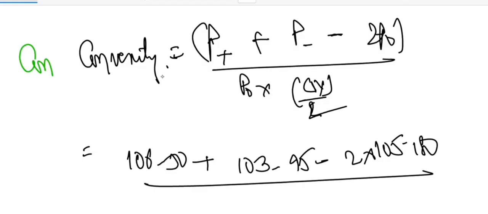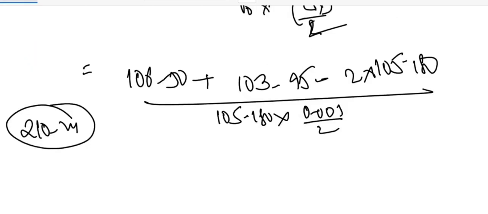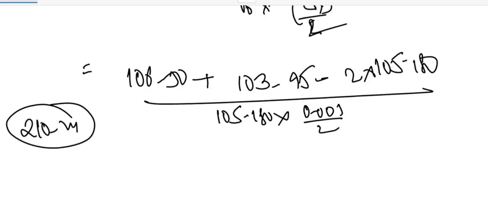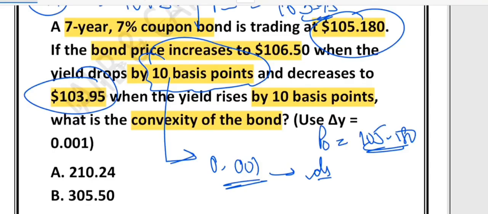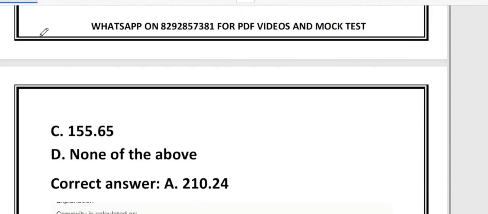Now what is P naught here? P naught they have given is 105.180. And what is delta y they have given? Delta y is 0.001, squared, upon 2. So if you calculate it, you would get 210.24. That is your convexity, isn't it? So now if you look at the options, you can see directly that option A is the correct one, right? The other options do not match the data, that's why they are wrong. I hope this is crystal clear right now.